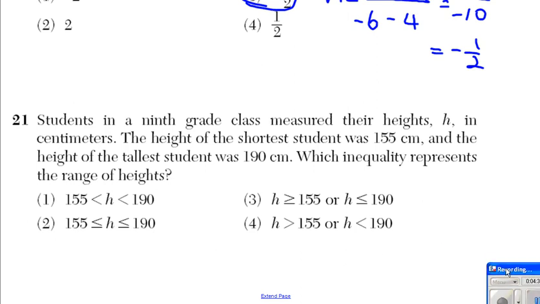Now, we have 155 to 190. The tallest student was 190 centimeters, so we have to include that height. As for 155, that means choice 2 would have been our answer. Height has to be between 155 and 190.